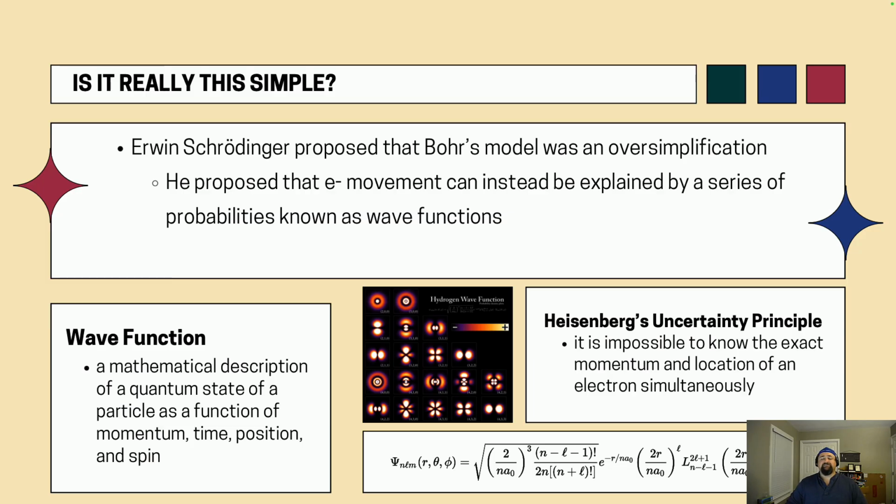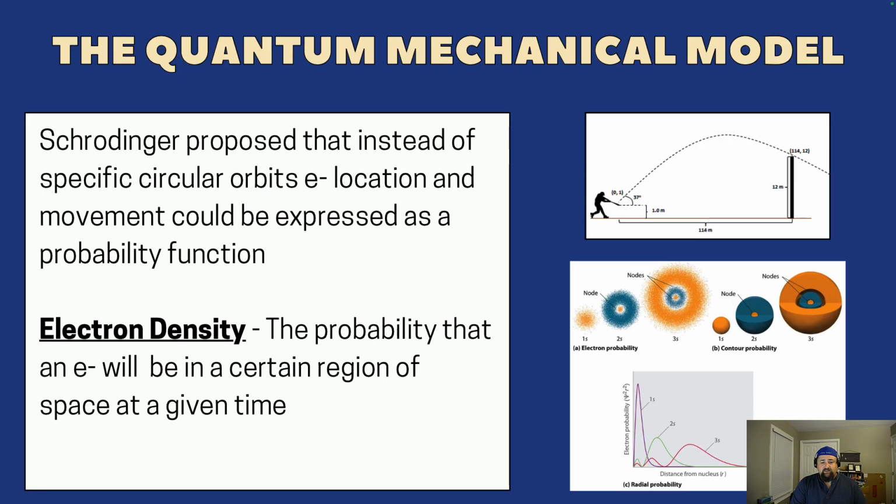It doesn't explain exactly where an electron is at a point in time, where it's going, any of those things necessarily. It instead describes where is the most likely location for us to find it, or where is the most likely location for it to be. And so the easiest way to talk about this is by talking about baseball.